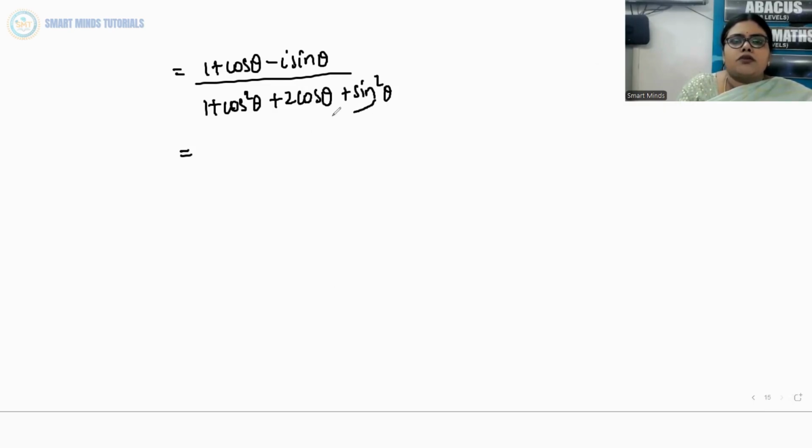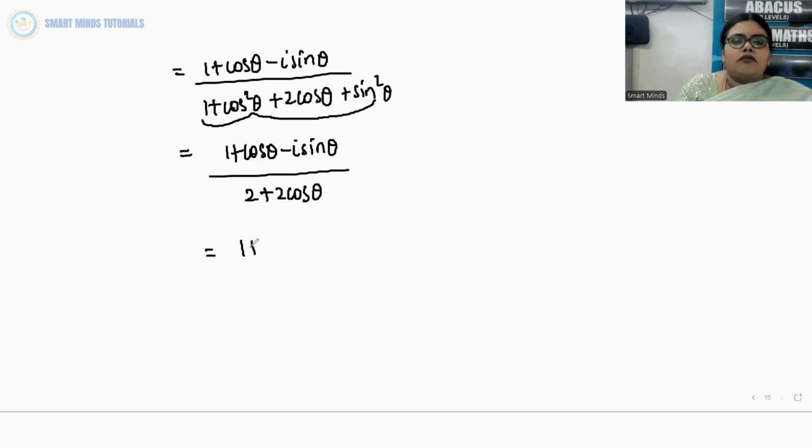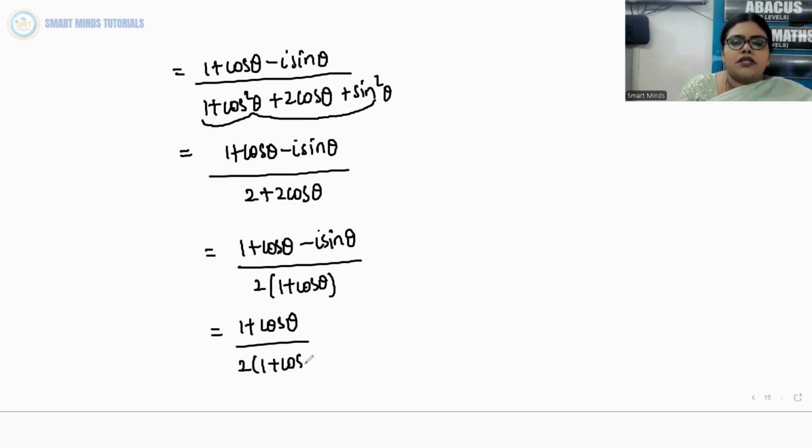Now you can see sin square theta plus cos square theta is 1. 1 plus 1 is 2. So numerator I am not changing, I write as it is. Denominator we can write 2 plus 2 cos theta. That is 1 plus cos theta minus i sin theta by, if we take 2 common, we get 2 into 1 plus cos theta. Now if we separate real and imaginary parts, 1 plus cos theta by 2 into 1 plus cos theta, plus i into minus sin theta by 2 into 1 plus cos theta.